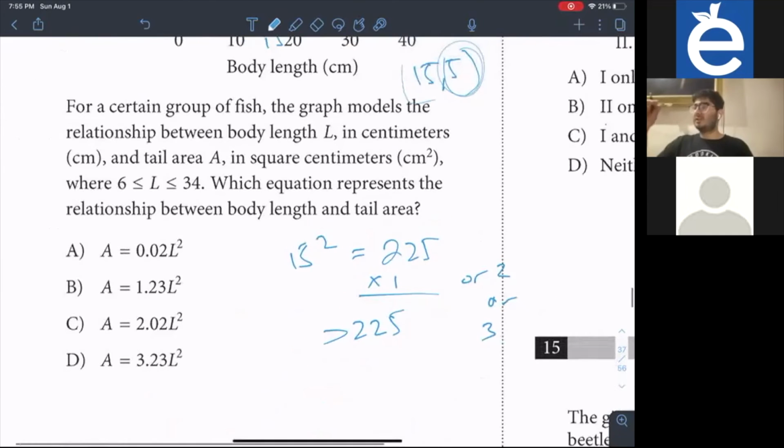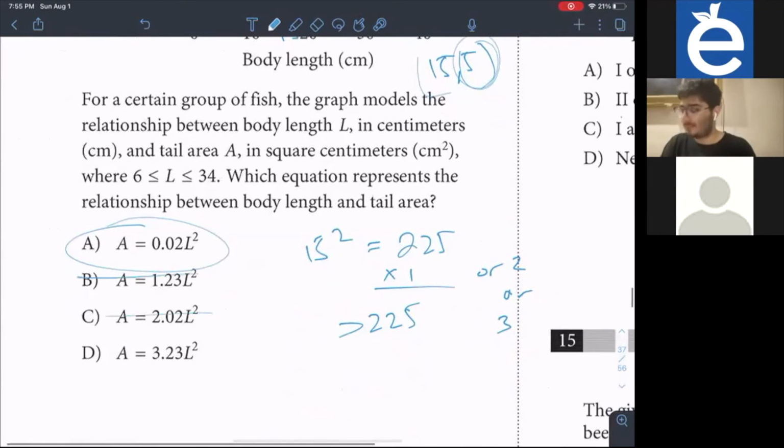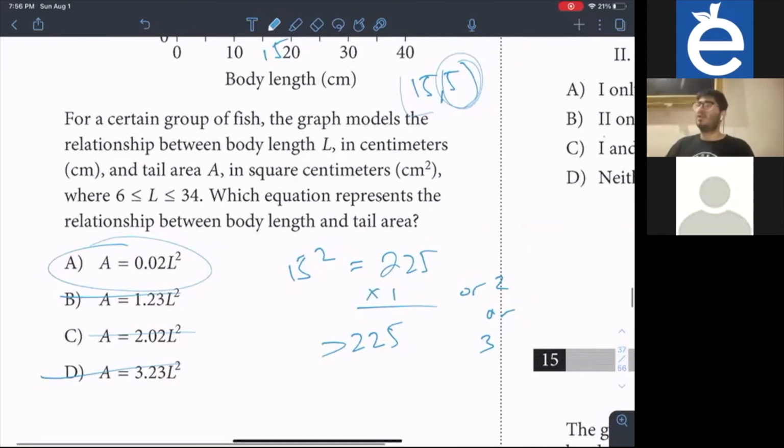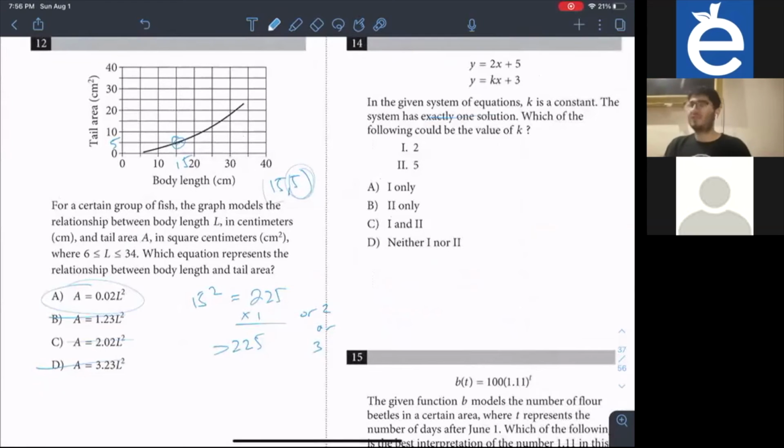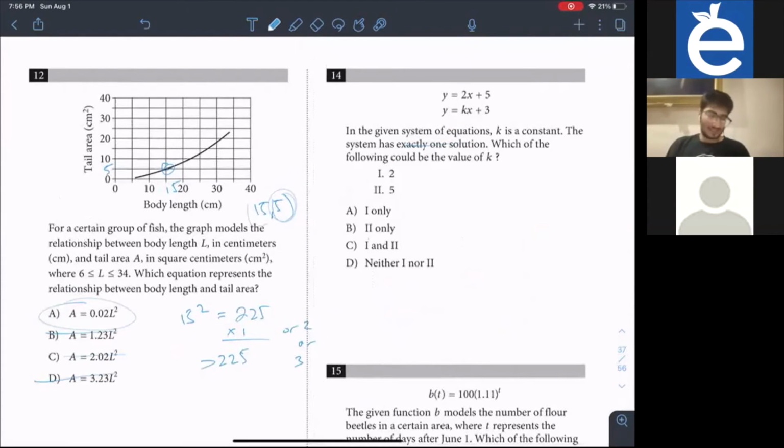So the only way to get a number that is smaller than 225 would be multiplying by a very small decimal, and choice A would make the most logical sense, because B, C, and D will all give a number that is greater than 225, and we have to go below to the value of 5. So choice A works. You have to realize that if you're multiplying by 225 and you want to decrease, the only way to do that is by having a small decimal. But if you multiply by either 1, 2, or 3, you would only increase the value, which is not what we want to do. So 12 is choice A.